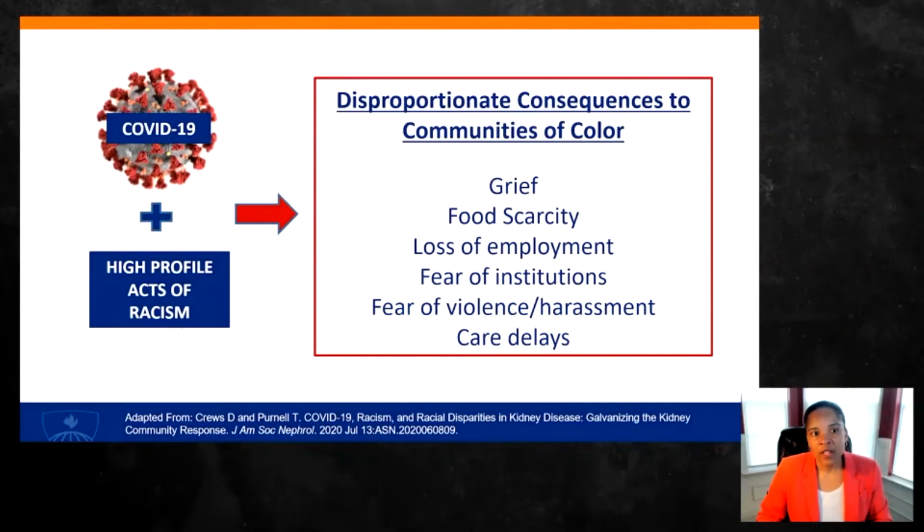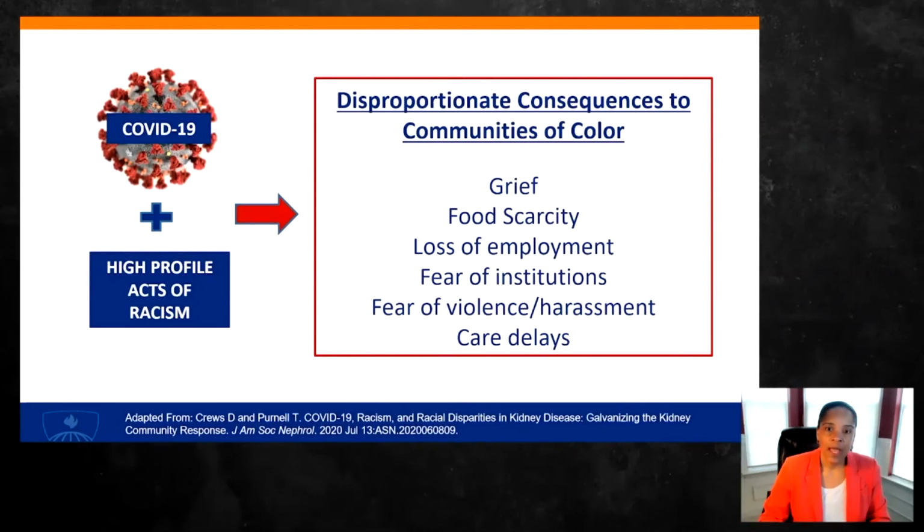And so certainly this past year has been one where health equity and health inequity has been highlighted. And what we've seen in terms of the COVID-19 pandemic and also these high-profile acts of racism have had some disproportionate consequences on communities of color in particular, including those noted here, such as disproportionate grief due to loss of individuals who died from COVID-19, on to a heightened fear of institutions, fear of violence and harassment as well, such as what we've seen for Asian Americans, I think most recently highlighted by instances that we've seen covered in the news.